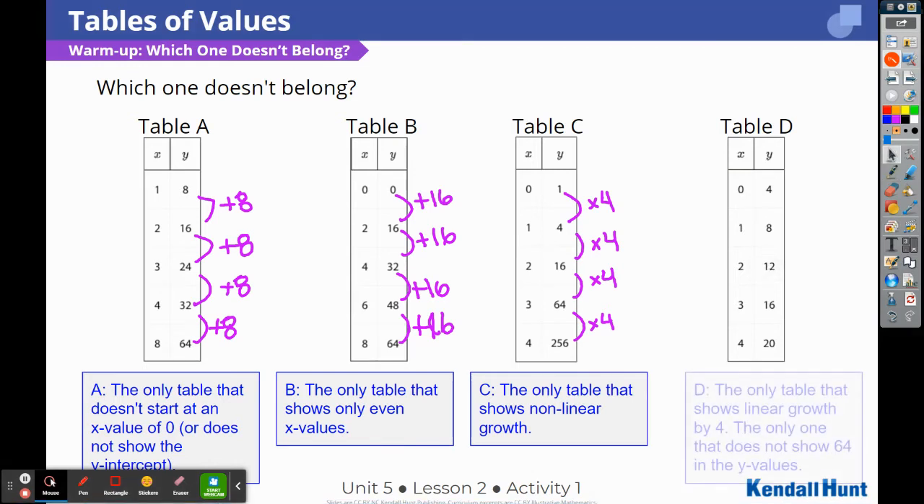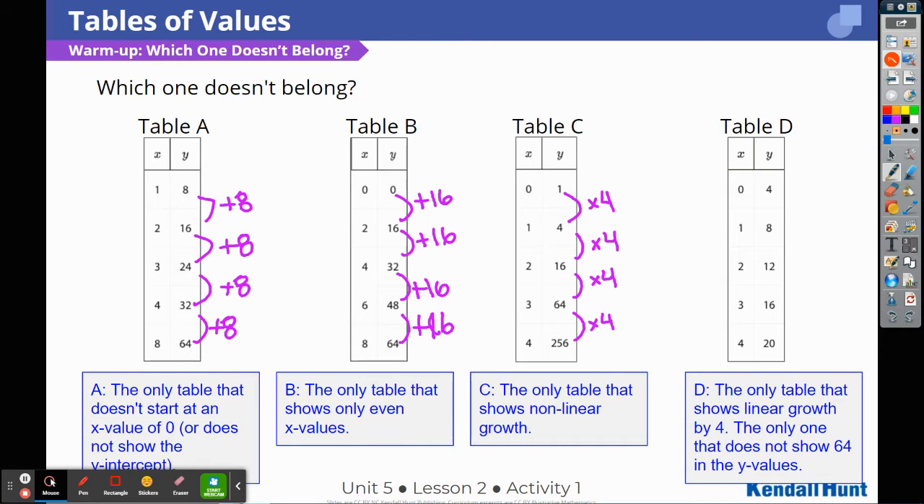Table D, it's the only table that shows linear growth by 4. So this one is a factor of 4. This one is increasing by 4. So we're adding 4 every time. Okay, and it also doesn't have 64 as a y value. So table A, we have 864, table B is 864, and table C is 364, but there is no 64 in the y value for table D.